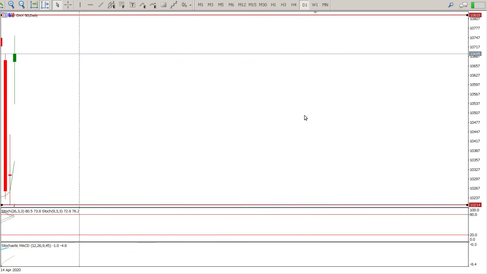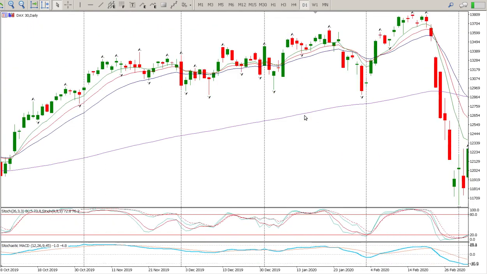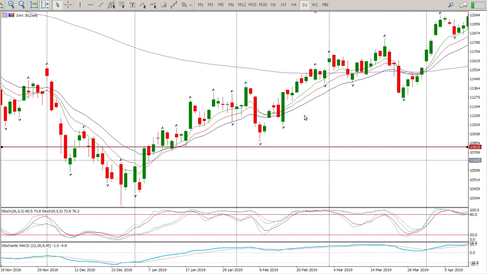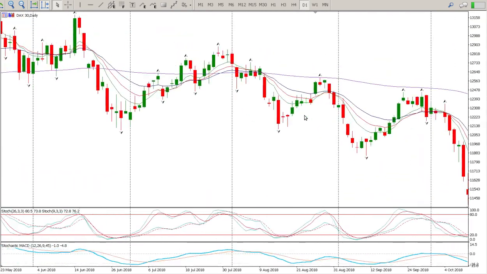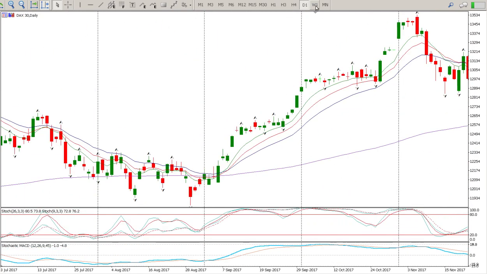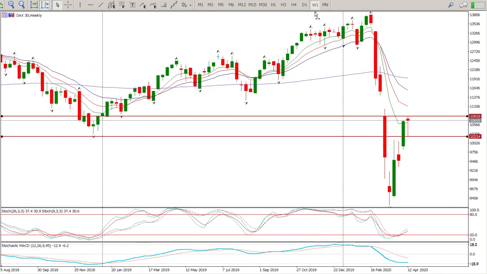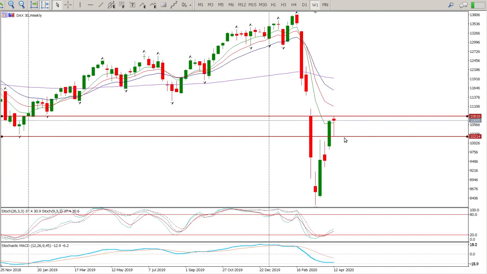And just back to the daily, the level that we're at the moment is fairly significant. And that pattern that we got on the weekly is also fairly significant. That's a proper handyman, that.